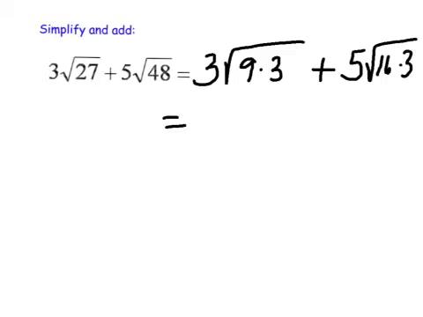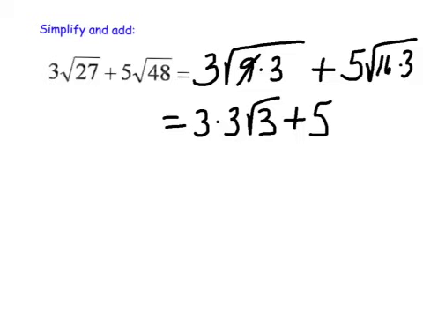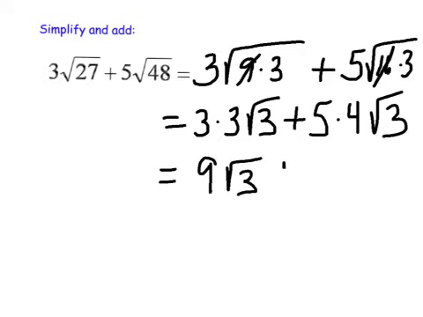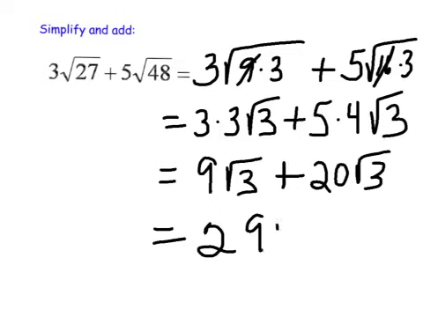Now, what are we going to do next? We're going to bring down that 3. We can break it down here underneath. Square root of 9 is 3, so that comes out. Square root of 3 stays under. Plus 5. What's square root of 16? Excellent. We got 4. Cross that out, bring it to the outside, and you've got 3 underneath. Simplify out in front. 3 times 3 is 9 times square root of 3, plus 5 times 4, 20, square root of 3. Same radicals. Add the numbers out in front. 29 square root of 3. Oh my goodness, aren't you smart?